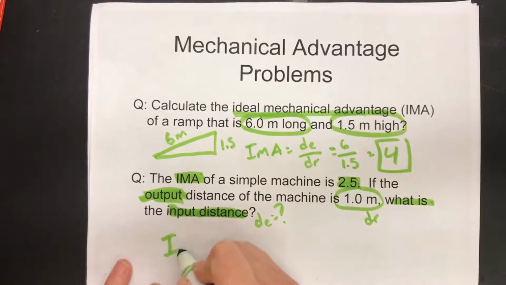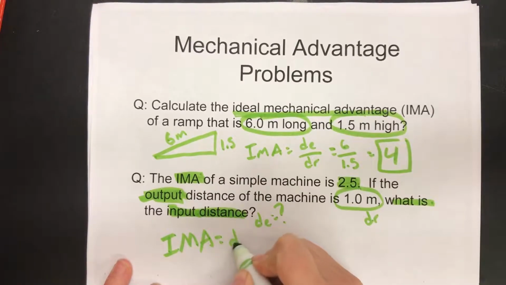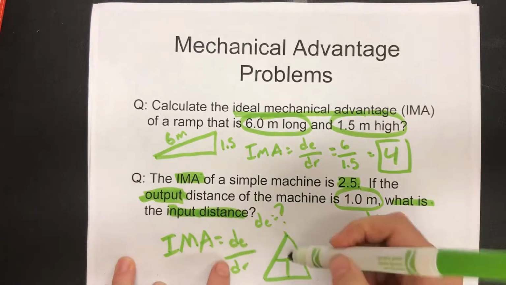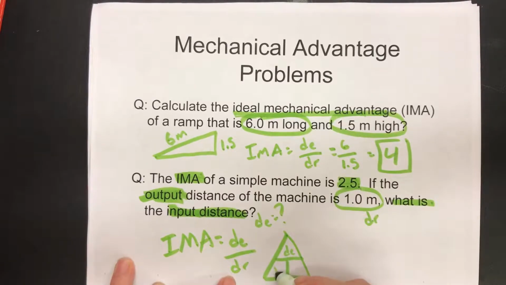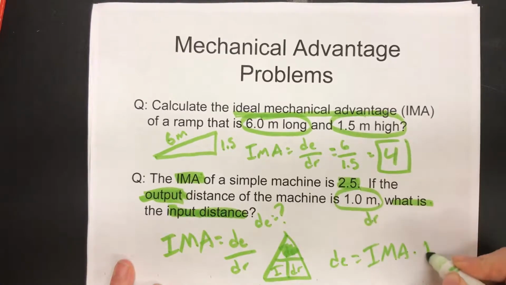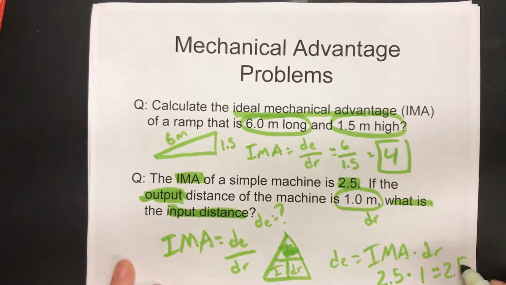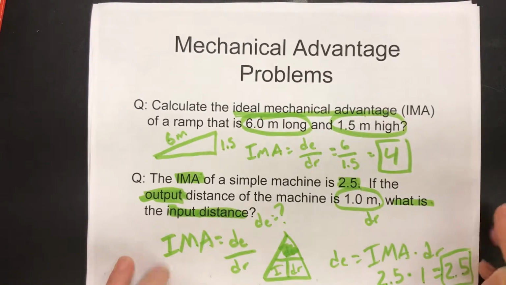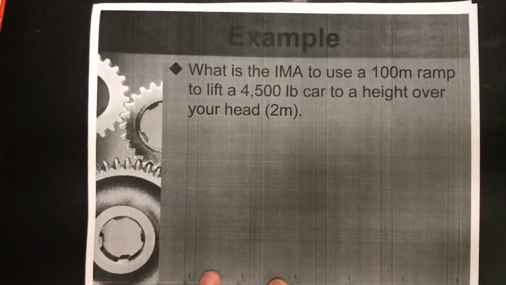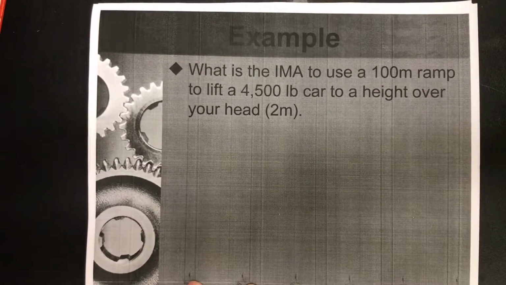So now we need to bring in the whole triangle for this equation. So IMA equals DE over DR. So if we do the triangle for this, DE is already on top, so it goes on top of the triangle. IMA goes at the bottom, DR on the bottom. We're looking for DE, you shade it in, so then you get DE equals IMA times the DR. So for this one, it's going to be 2.5 times 1, which just equals 2.5. Okay? So now what I want you to do is try this one on your own. Pause the video for a second and come back to the video when you're done.